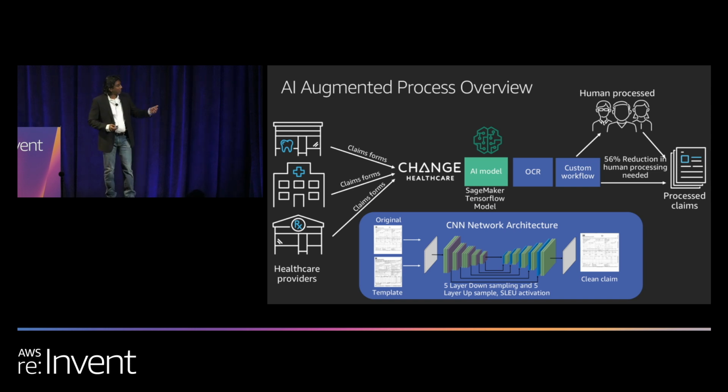Let me illustrate a little bit what the model does. It's a 10-layer CNN network. The first 5 layers do the downsampling. What it does is remove all the unnecessary parts and extract only the text from the forms. Then the next 5 layers upsample. We take a template form and overlay this text, such that it can be processed by the downstream OCR system effectively.